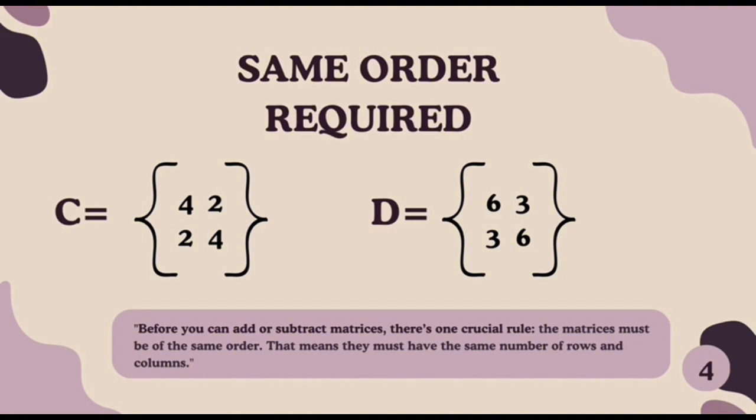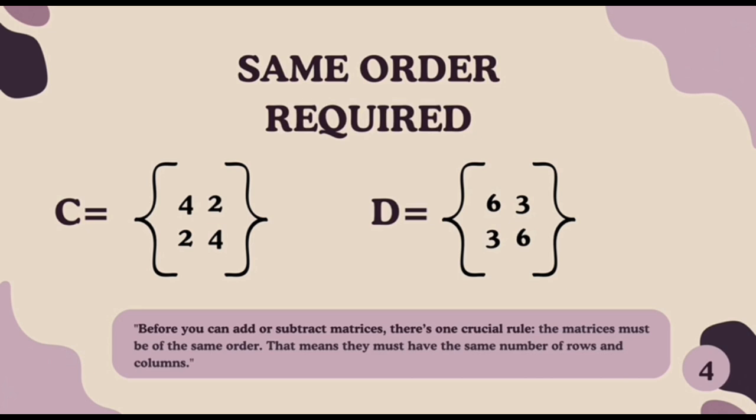Now, before you can add or subtract matrices, there is one crucial rule. The matrices must be of the same order. That means that they must have the same number of rows and columns. And why is it important to have the same order? It is important because matrix addition and subtraction work by combining or comparing the corresponding elements, and that is the elements that are in the same position in each matrix.